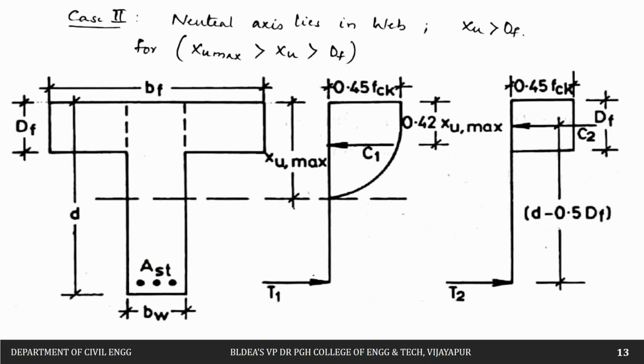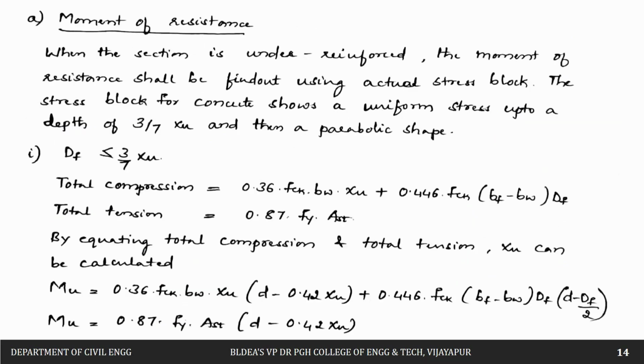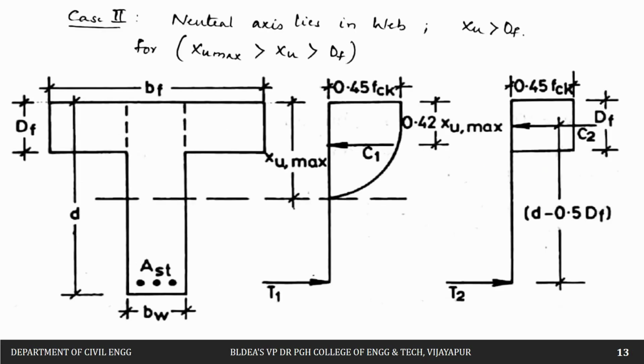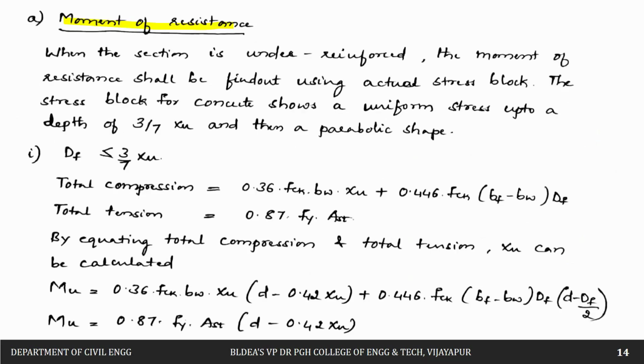So now basically if you see, we have the same concept. Moment of resistance, how to calculate? The total force into the distance, that is the lever arm. This and this we are going to take. Again in that we are going to have different cases now. When the section is under-reinforced, the moment of resistance shall be found out using the actual stress block. That is, we are going to divide into a rectangle and the remaining portion we have.